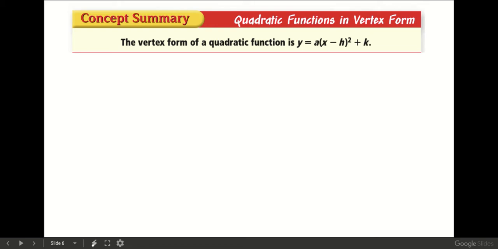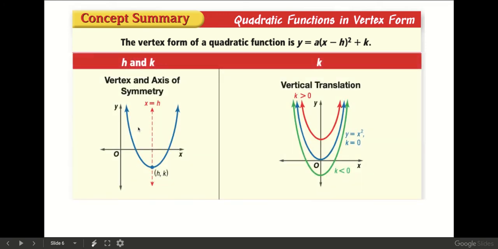So here's the concept summary. Whenever I'm examining a quadratic function in vertex form, h and k represent where the vertex is, and the h value is going to represent where the axis of symmetry is. K, the outside constant there, will determine if it translates up or down. A k value that is positive will make it translate up. A k value that is negative will make it translate down.